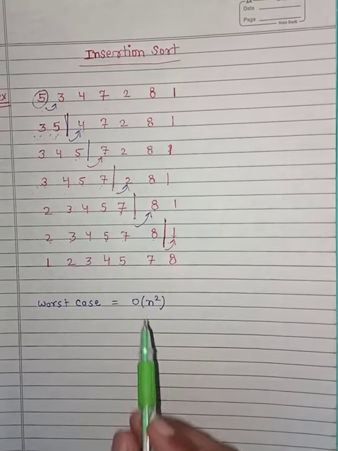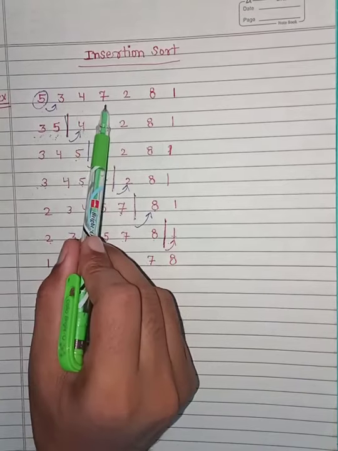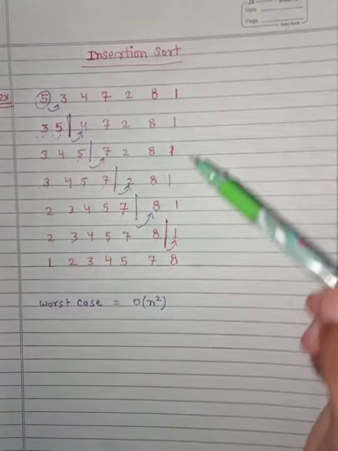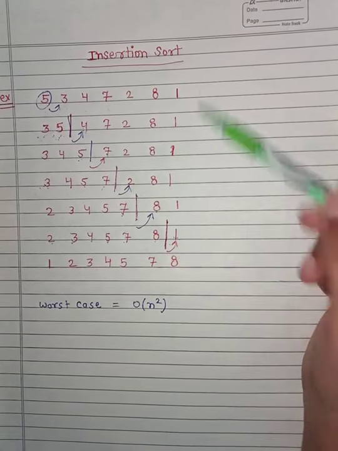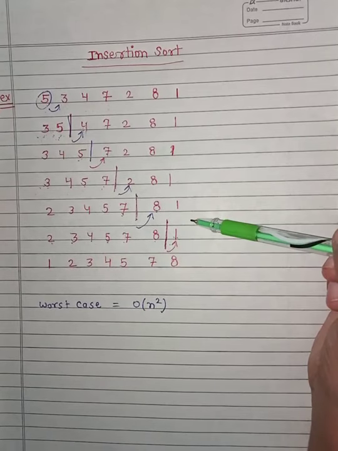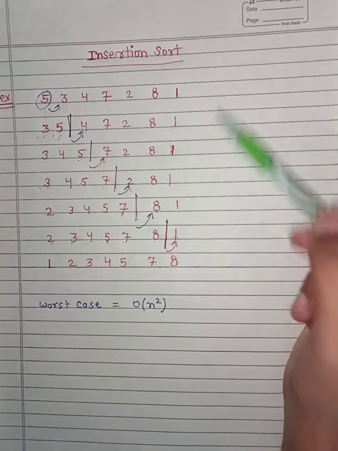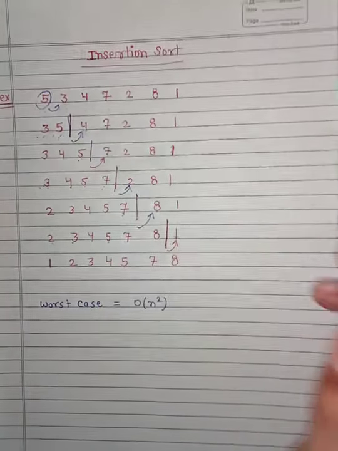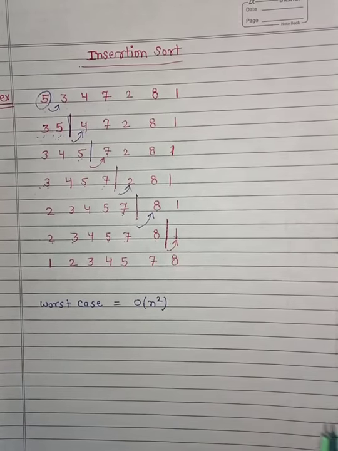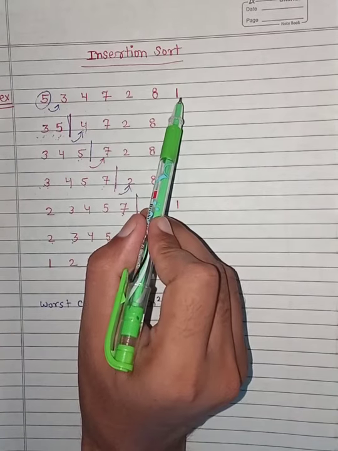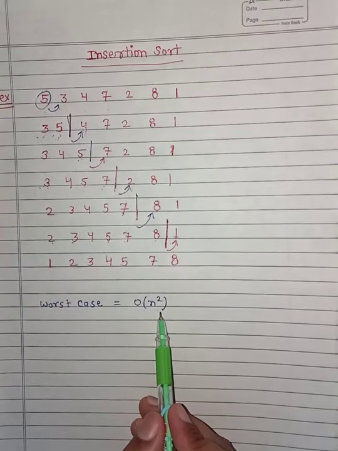N square because let's say there are n elements, say 3, 4, 5, 6, 7 elements, and how many passes do we have? 1, 2, 3, 4, 5, 6, 7 passes. In this example we have n elements and n passes, so the complexity of this kind of example will be n square. And in the worst case also, when all the elements are sorted in descending order and we have to sort in ascending order, then the complexity will be n square.